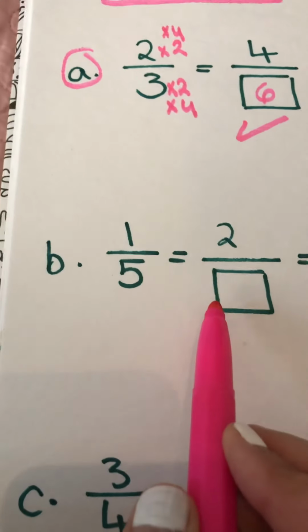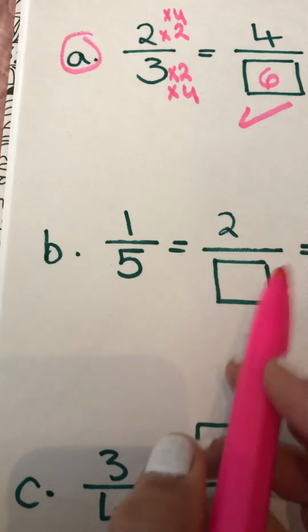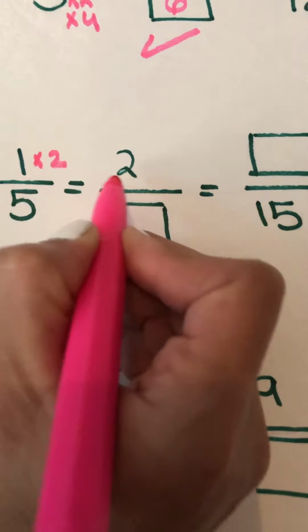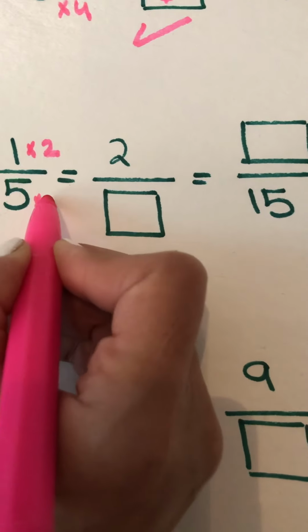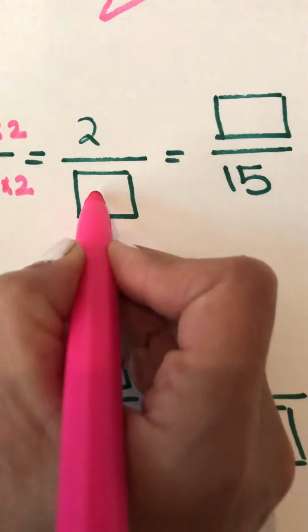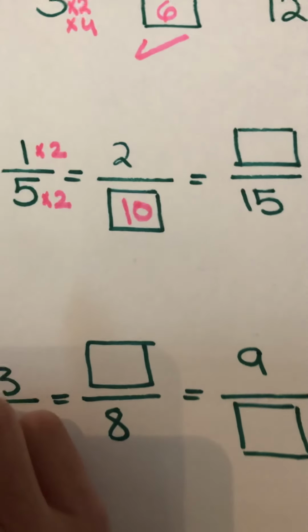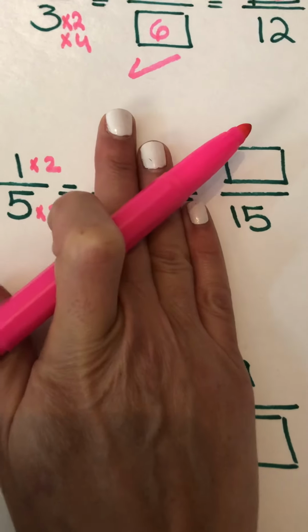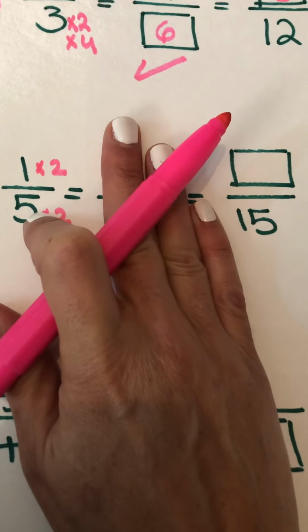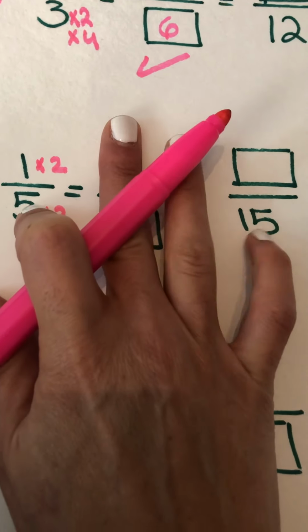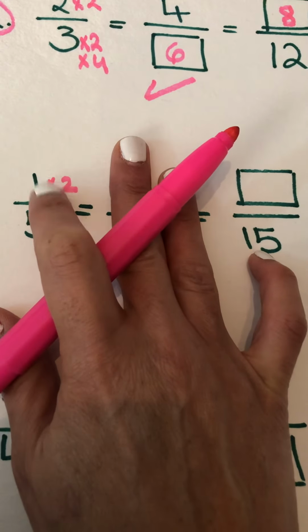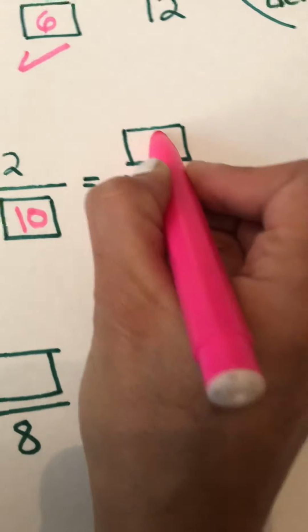1/5 equals 2 what? I have a missing denominator again. I know that 1 times 2 is 2, so I need to multiply down with the same times table. 5 times 2 is 10. Very good job. Then for the last fraction, I need to cover the middle one again and look down at my denominators. 5 times what gives me the 15? 5 times 3, so I multiply up. 1 times 3 equals 3. Excellent.